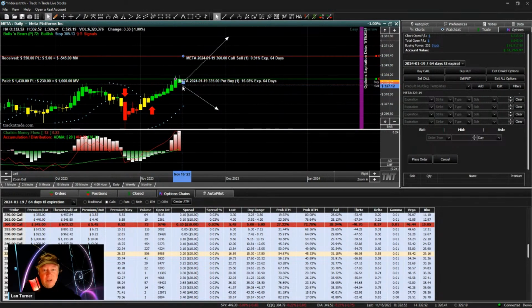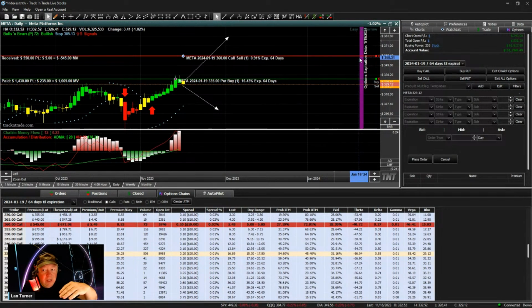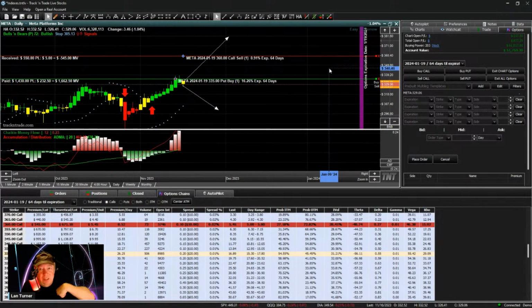Now, if the market starts to rally right here and go up, you're going to start to lose money. It's going to show that you're losing money. But it doesn't matter as long as it stays below the red line. It's got to hit that purple line before it hits the red line. That's the game you're playing when you sell options. If it does that, you get to keep your full $550.